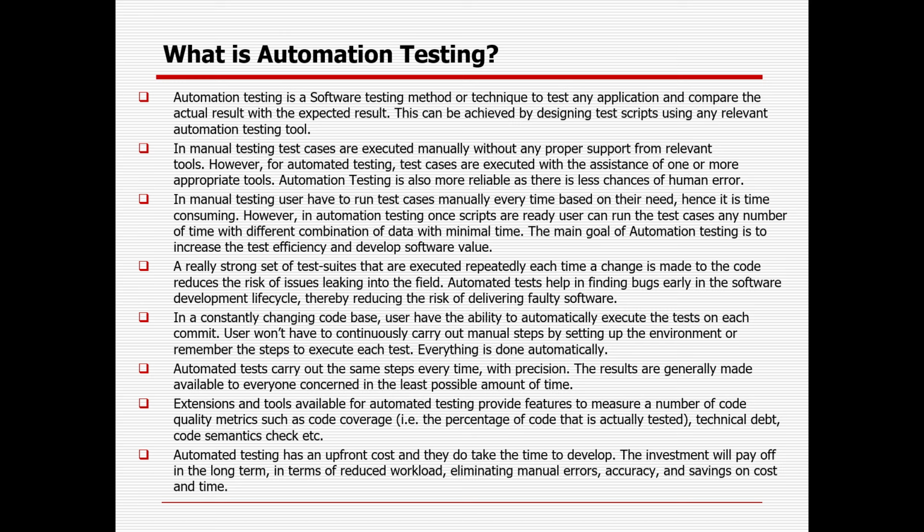Automation tests carry out the same steps every time with precision. The results are generally made available to everyone concerned in the least possible amount of time. That is another important thing. Automation testing can also be integrated with Jenkins, so that when a build comes in, it will execute and certify whether the build passed or failed. It will also trigger a mail to the respective stakeholders, and they can get to know how many scenarios passed or failed, what the problem is, and what the major issues are.